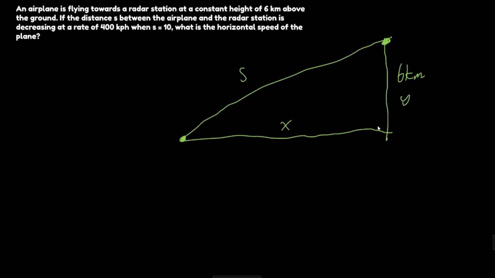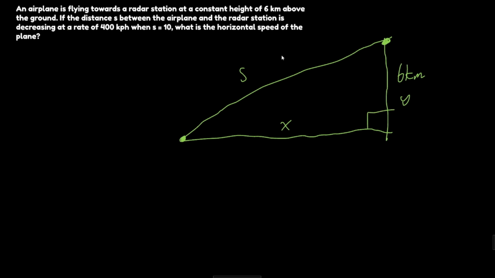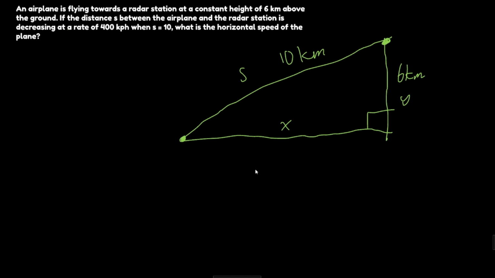Now, we have a right triangle here. So, when s is equal to 10, or let's just label this as 10 kilometers already, we can actually figure out what the value of x is. So, how do we figure that out? Using the Pythagorean theorem, right?